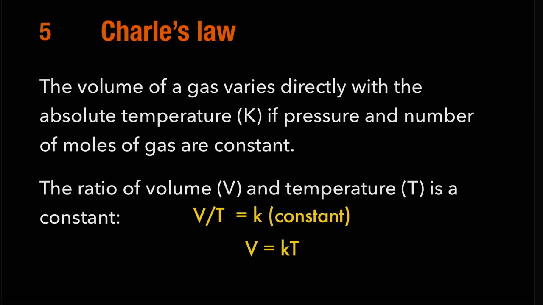Now, the next law that we come across is called Charles' law. And this is the relationship between the absolute temperature of a gas and the volume the gas occupies. And the relationship is that the volume of gas is directly proportional to the absolute temperature, if pressure and moles are kept constant. So what this results in is V equals KT, or V over T being a constant. This means if you double temperature, you'd have to double volume of a gas if the pressure remains constant.